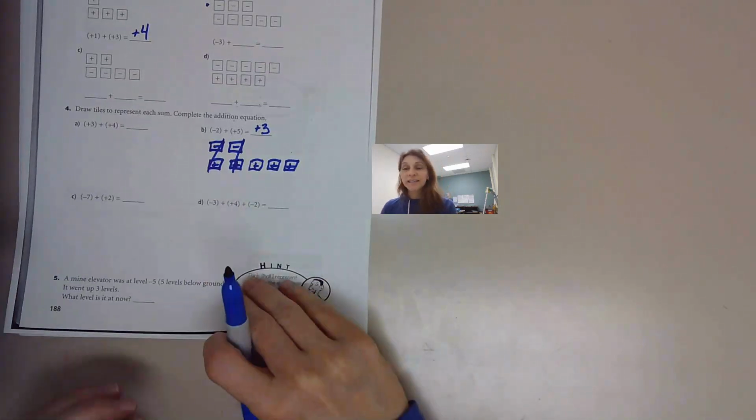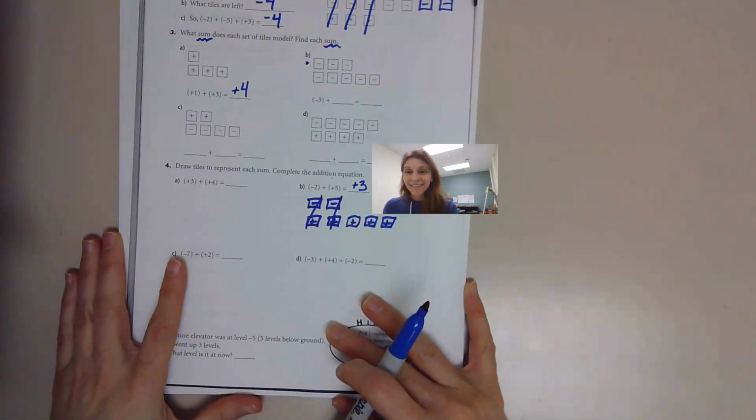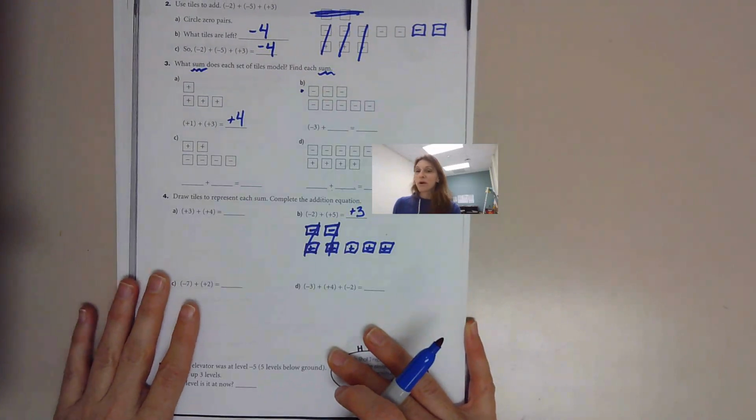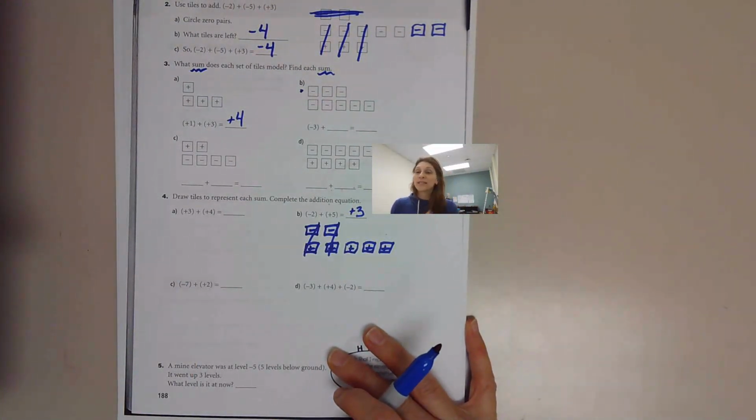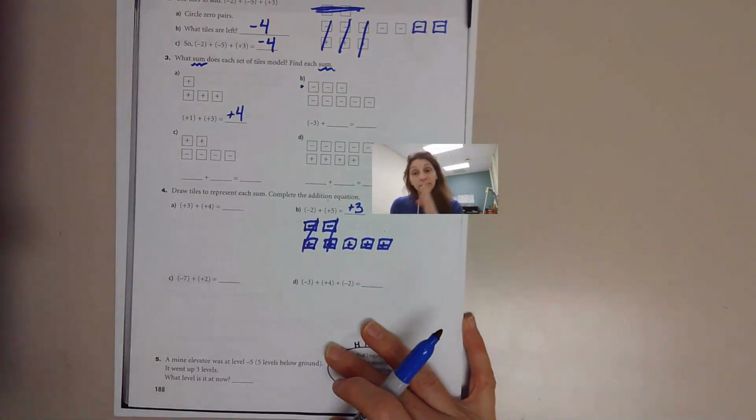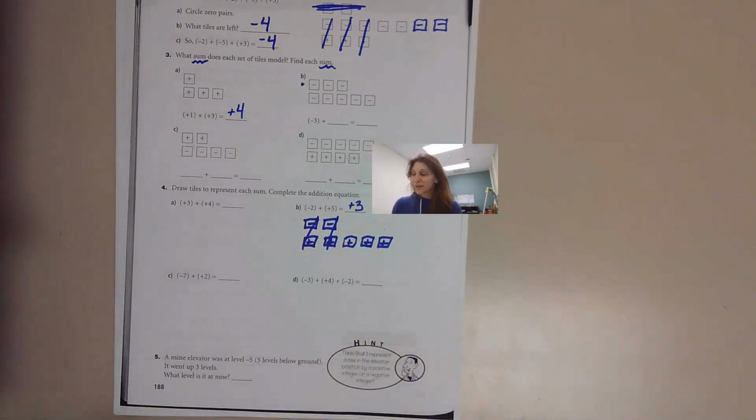Okay, guys, that is how we add our integers, negative and positive amounts, using tiles. Or, if you have to, think using number lines. Both ways, perfectly acceptable.